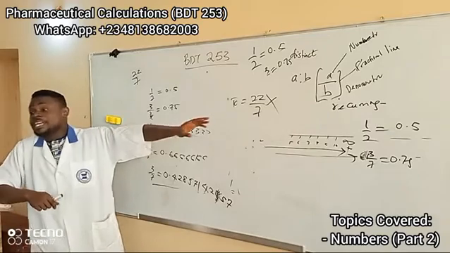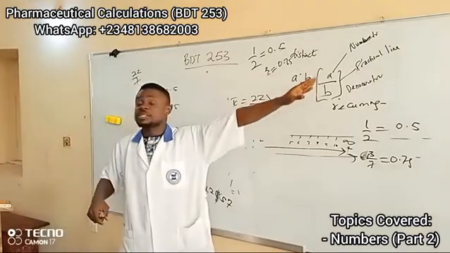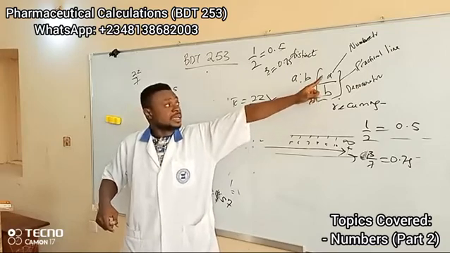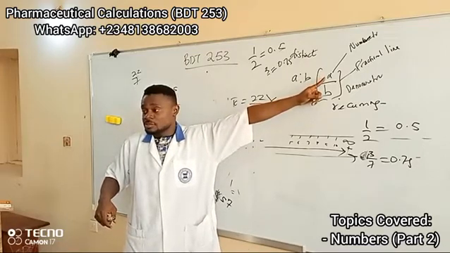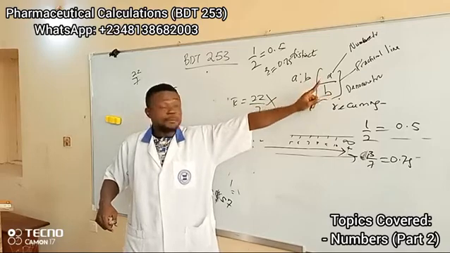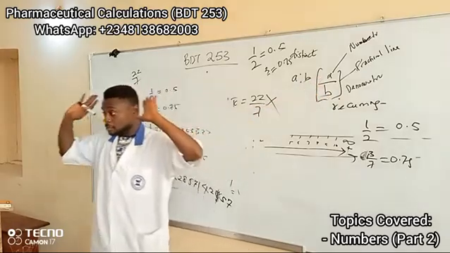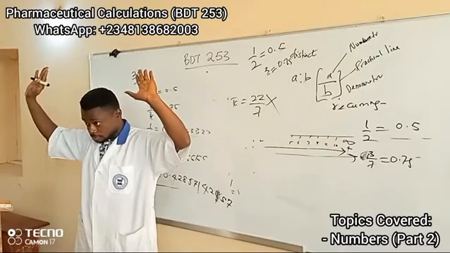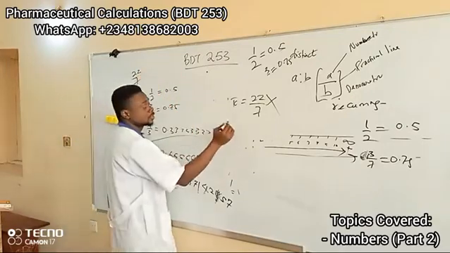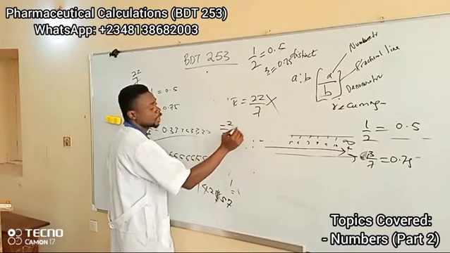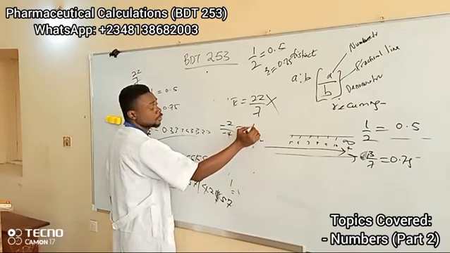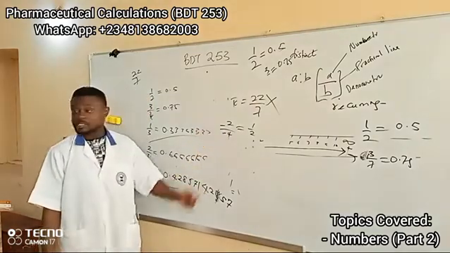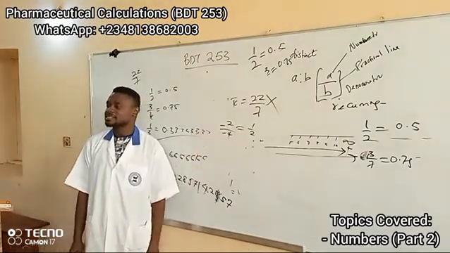So any number in this form A over B, where A is the numerator, B is the denominator, is a common fraction. But remember, A can be zero, but B can never be zero. And A and B are what? Integers. That means they can be positive integers or negative integers. That's why you can say minus 2 over minus 4 gives you 1 over 2. Minus will cancel minus. Are these not negative integers?